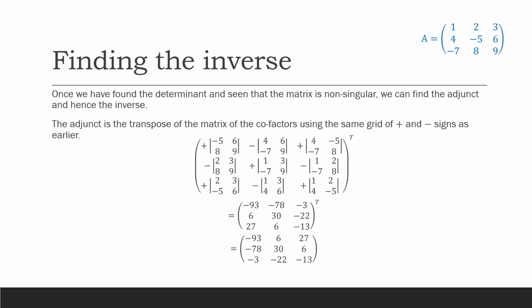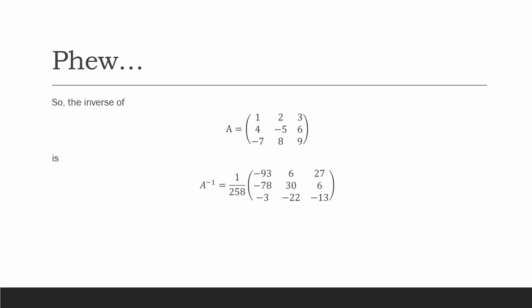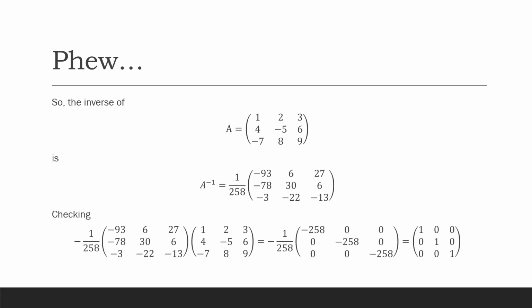The first row, -93, -78, -3, becomes the first column. Second row, 630 to -22, second column. Are we there yet? Well, more or less. So the inverse of this matrix is 1 over 258 times that matrix there. And I did go ahead and check it, and it works. It gives us the identity matrix.